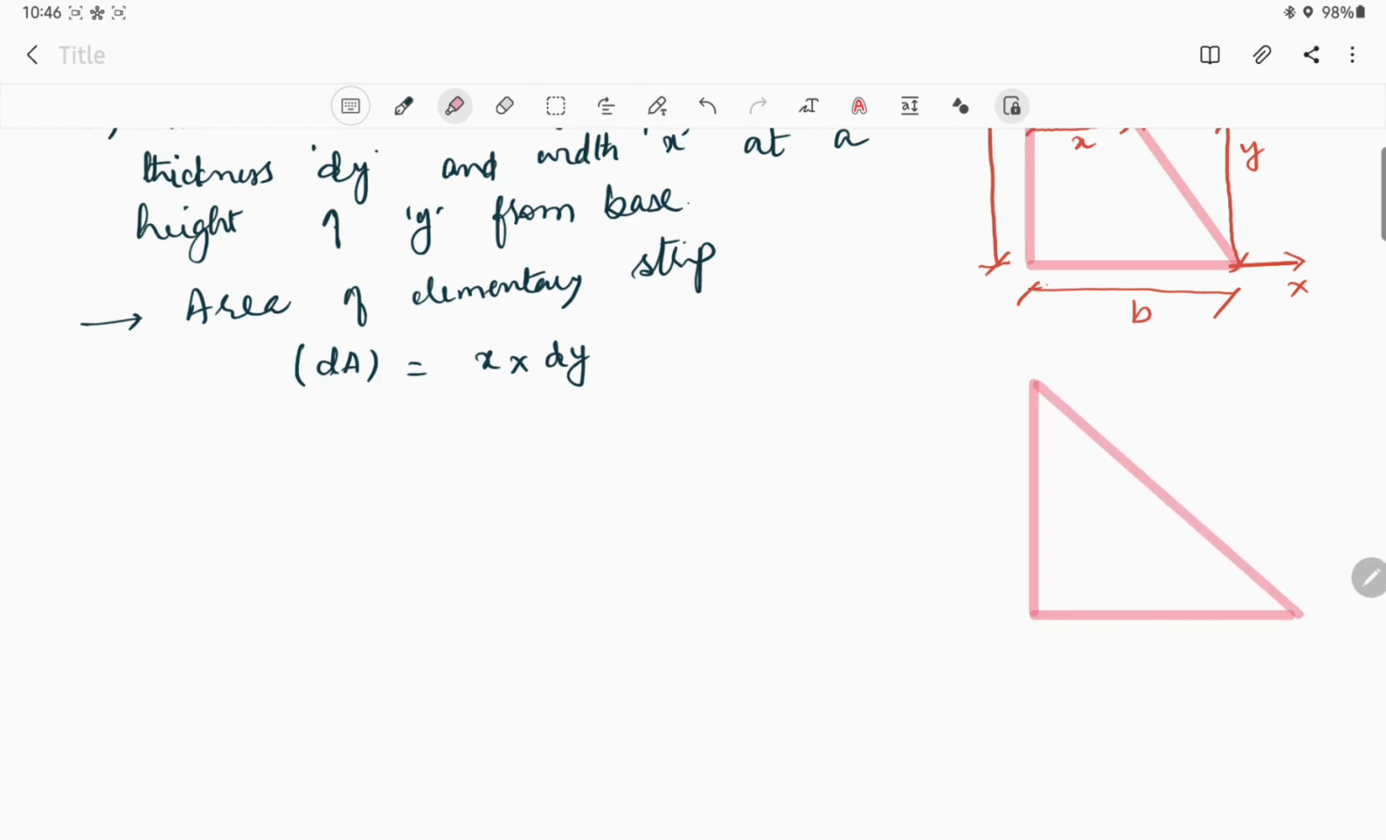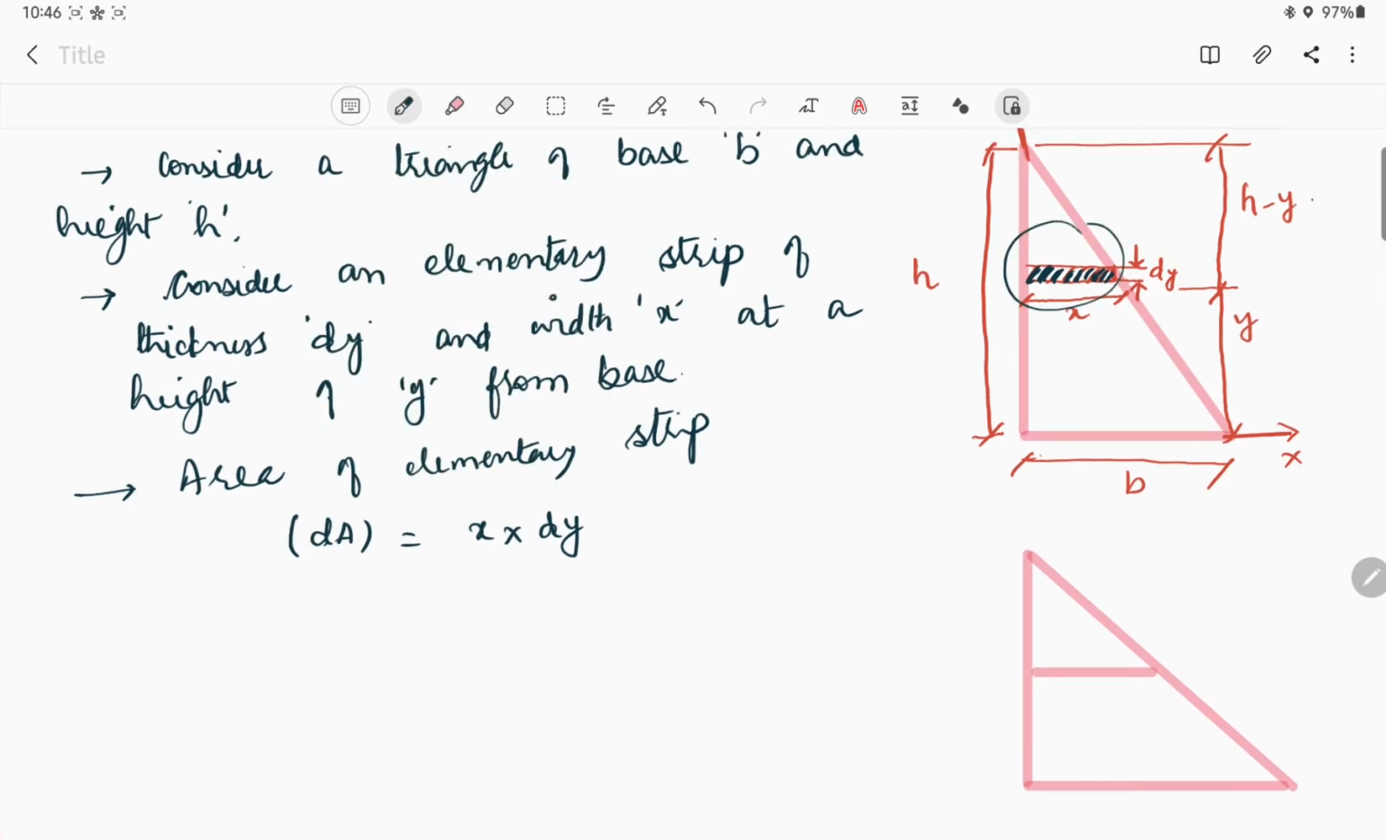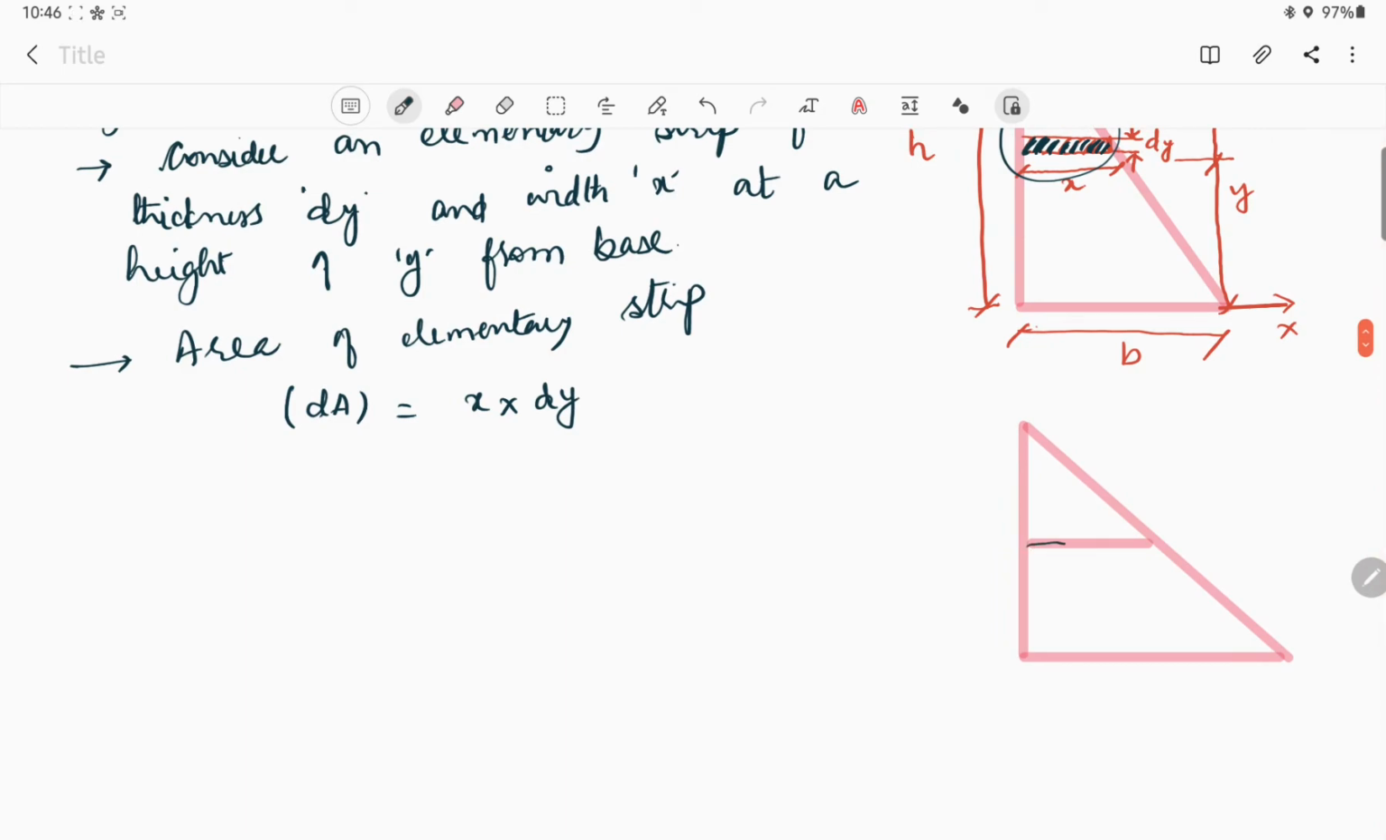This is the triangle we have, the same triangle. This is our horizontal strip. This is the strip I am drawing here again. So this is the horizontal strip. Okay, so what is the height of this triangle?